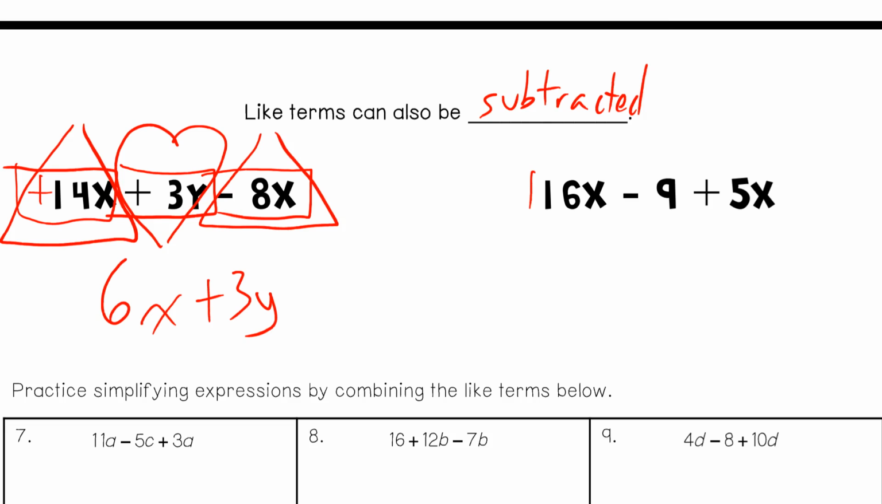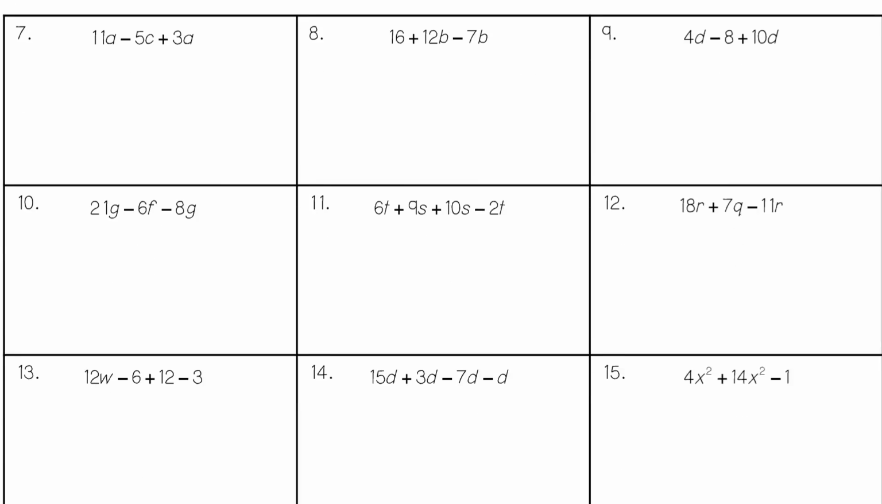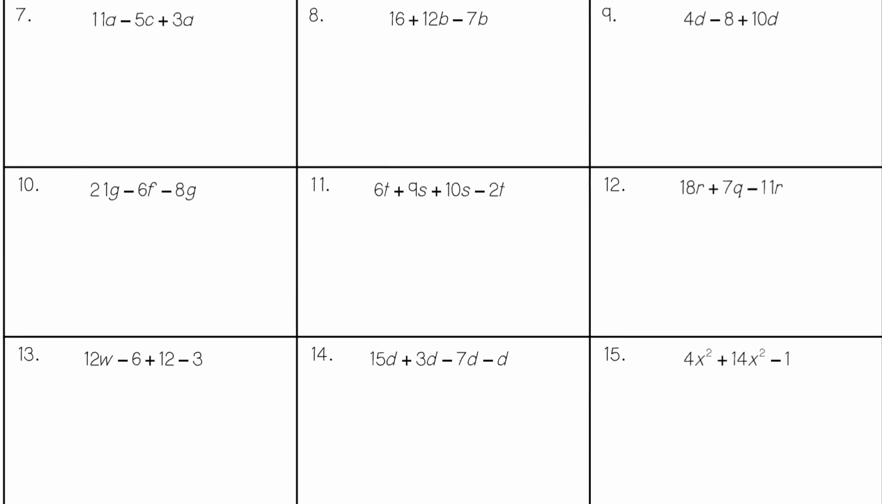Over here on this side, that's a positive 16x, negative 9, positive 5x. So I can combine my positive 16x, positive 5x will give me 21x, and then I'm left with negative 9. So it gives me 21x minus 9. And so the ones that they had me solve here was 7, 11, 15, 13, and then I'm also going to look at 14 just because I want to make sure that you don't make a common mistake there.